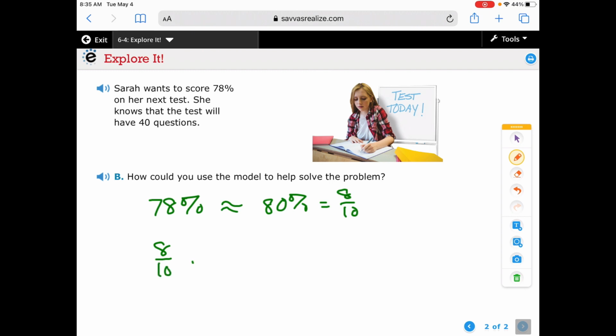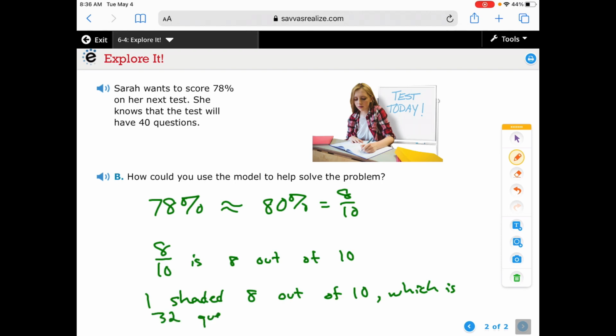So 8 over 10 is 8 out of 10. And we know that there's more than 10 questions on there, right? So you could say we shaded 8 out of 10 for each row. That's what we did, because we ended up getting 32 questions. All right, so we kind of broke it down to something smaller, and then we looked at the whole thing. And this is exactly what Sarah wants to get in terms of her test. So closer to 80% makes it a little bit easier on us, okay?